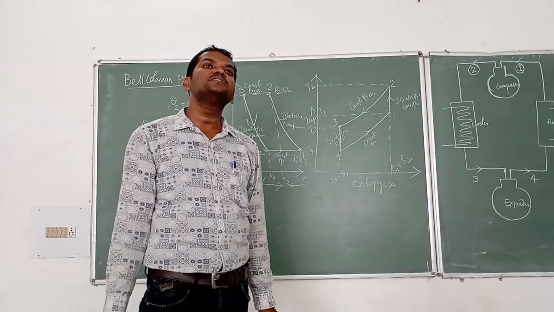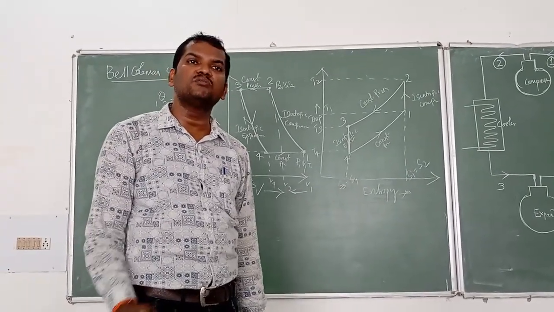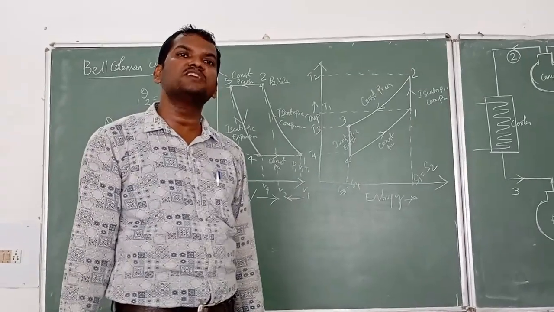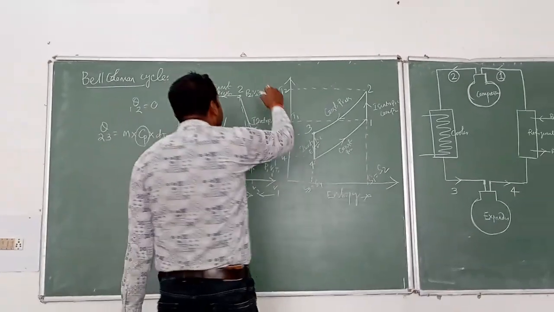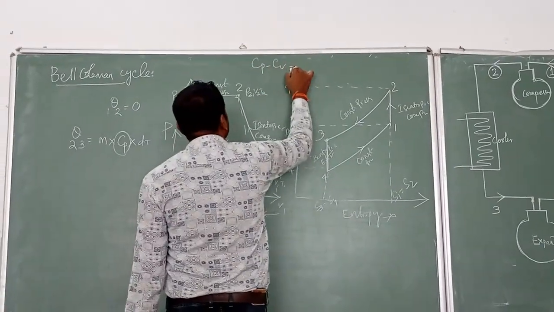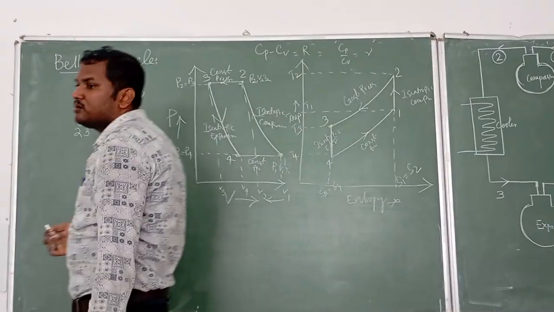Similarly, Cv is the amount of heat required to raise the temperature of a unit mass of gas through 1 degree when it is heated at constant volume. What is the value of Cv? 0.712. And we know that Cp minus Cv is equal to R and Cp by Cv is equal to gamma. Okay? Understood?